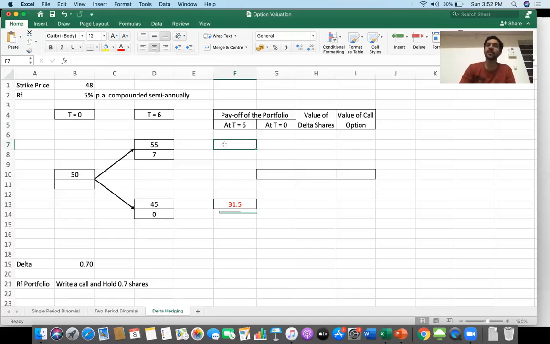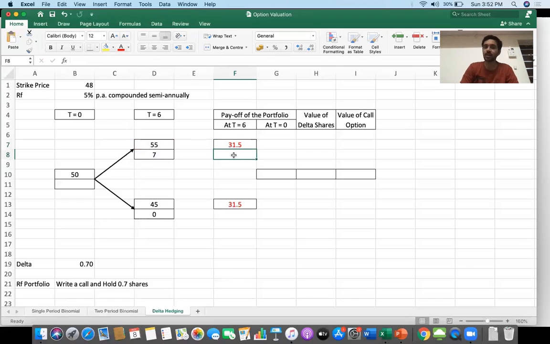Now coming to the upper node, I have firstly written a call option. The call option in this case is exercised, which means I as a writer have to pay the holder the differential being $7 here. So I have a payoff of $7. I'm putting a negative because I have to pay, negative indicating an outflow. And I have 0.7 shares, which is now worth 55 per share, right? So the value of the shares is 55 into 0.7.